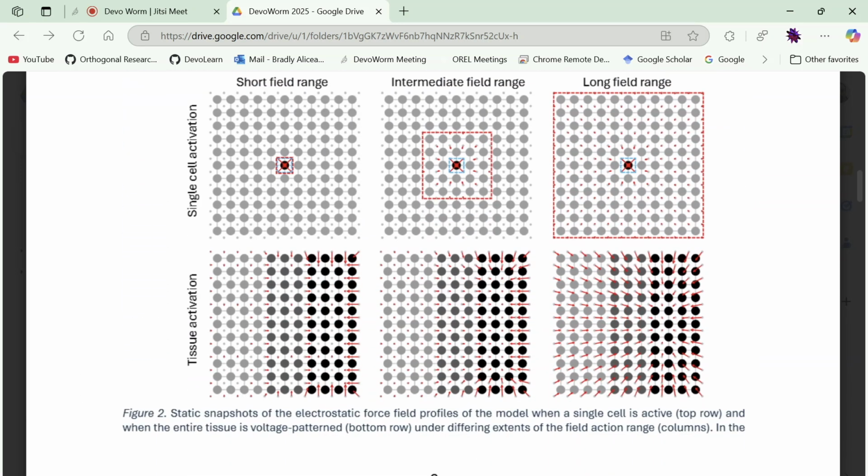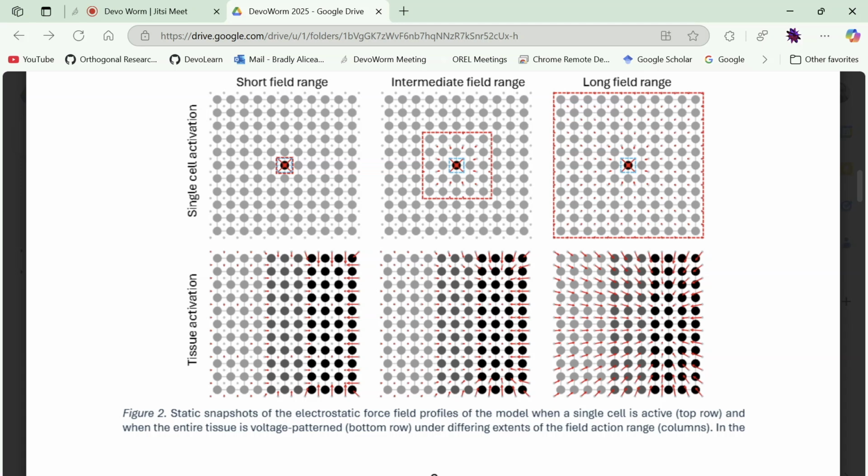And so this shows figure 2, static snapshots of the electrostatic force field profiles of the model when a single cell is active. If we look at the top left image, single cell activation is happening in the top set of examples, and then tissue activation is in the bottom set of the examples.